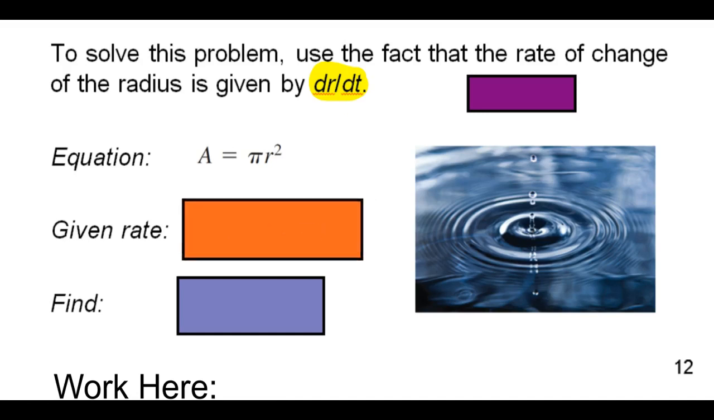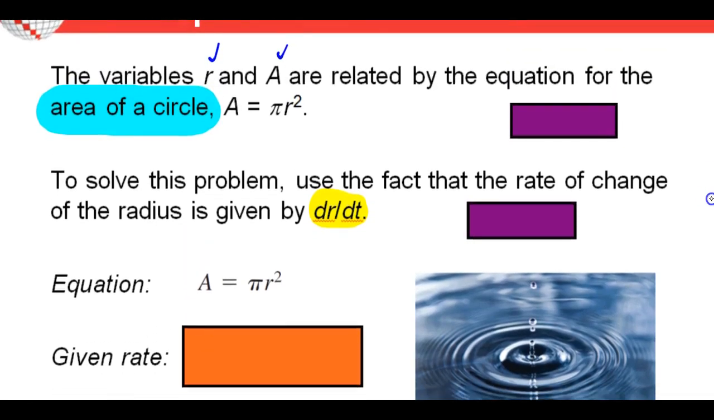We have some given rate. Let's see, maybe I should go back to the original problem to find the given rate. Did I miss that? Let's see if they talked about that.